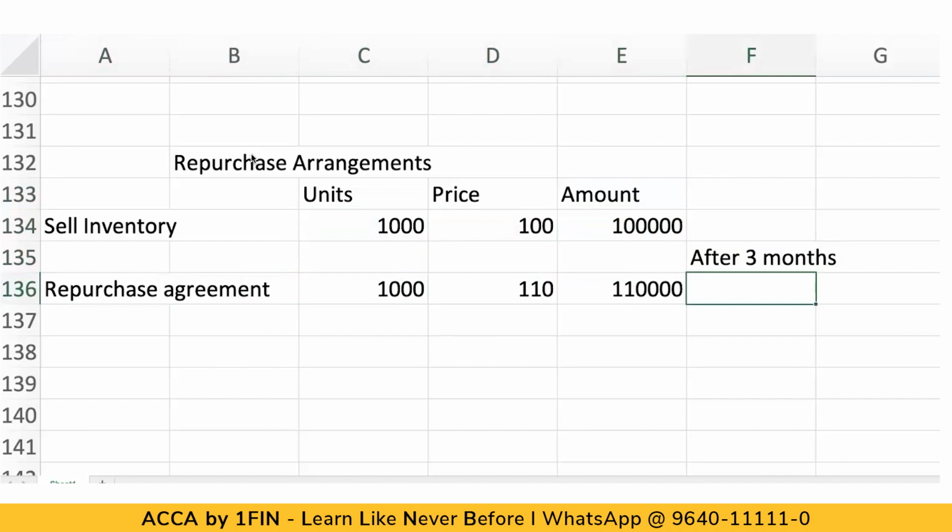Now, these kinds of arrangements are done generally, sometimes because the companies want to inflate revenues, sometimes because the companies want to manage the liquidity position. In essence, I'm saying you keep my product for 3 months, I'll take back the product after 3 months and I'll pay you 1 lakh.